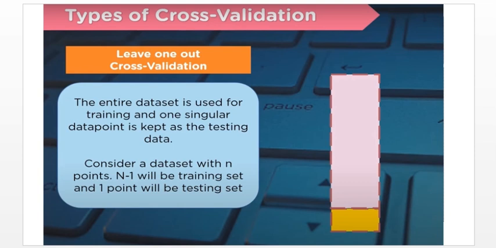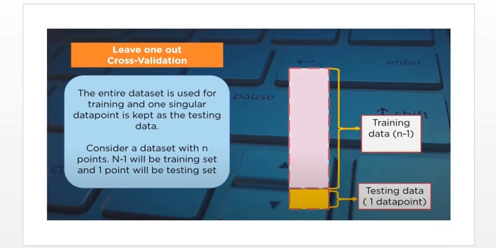Suppose we consider a data set with n points. n-1 points will be used for training and 1 point will be used as a testing set. Now the entire data set is used for training, and that one singular data point is used for testing the data.